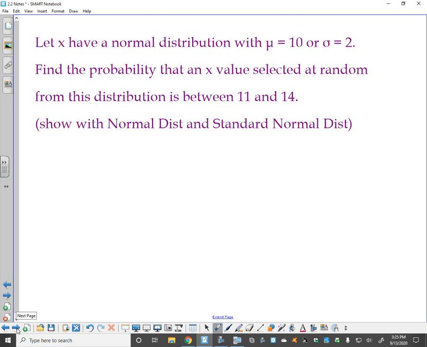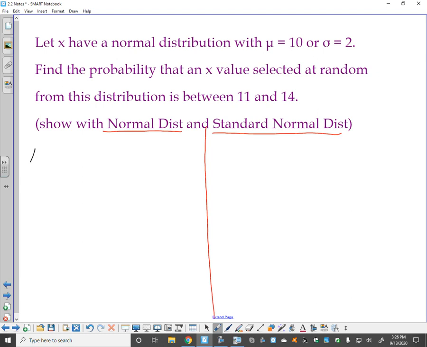So this says let x have a normal distribution with mu to be 10 and sigma to be a 2. Find the probability that an x value selected at random from this distribution is between 11 and 14. And I want you to show it in two different ways. One with a normal distribution and one with a standard normal distribution. Okay. So I'm going to cut this in half. This one's going to be for the normal distribution and this one's going to be for the standard normal distribution.